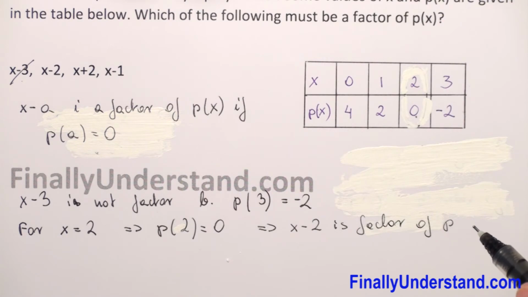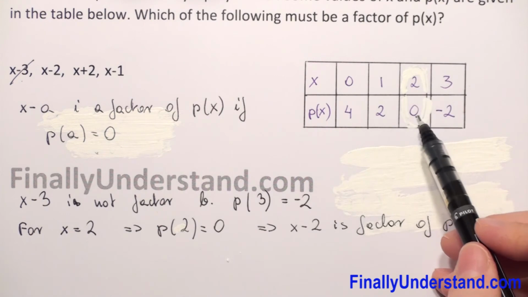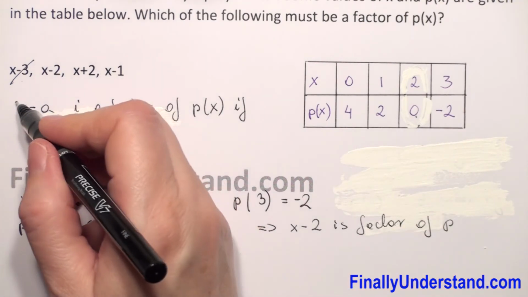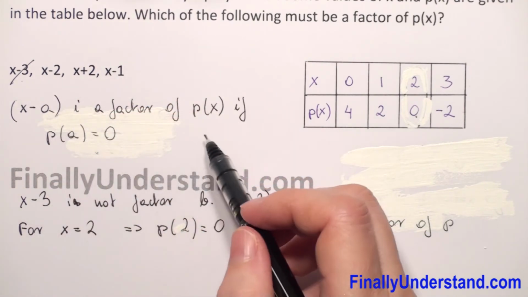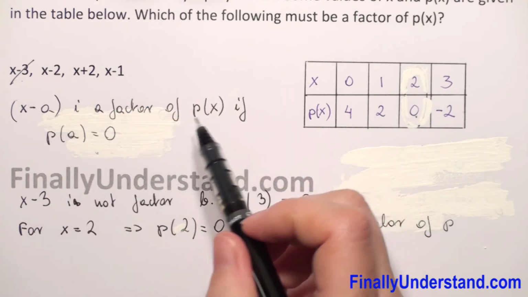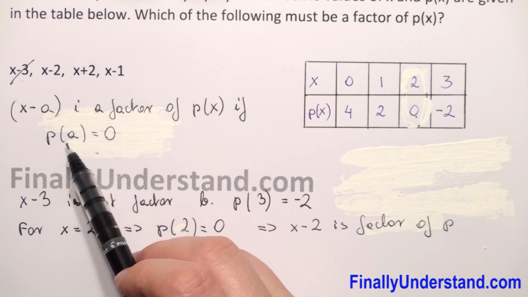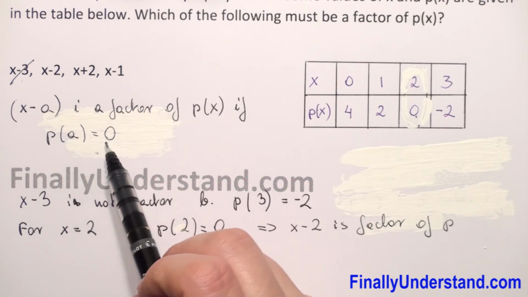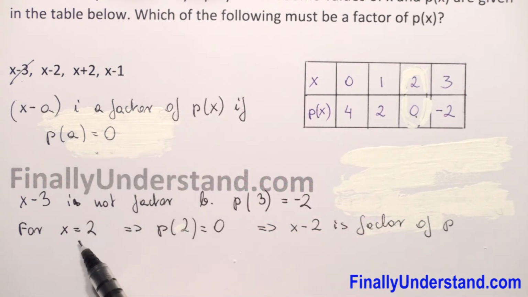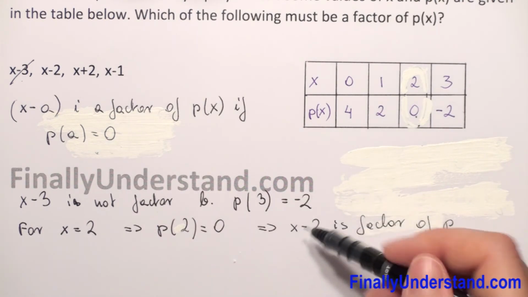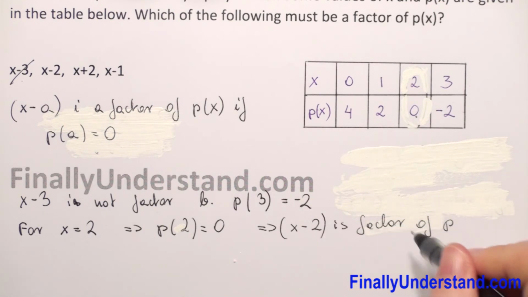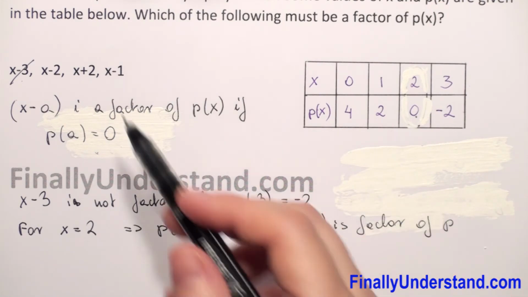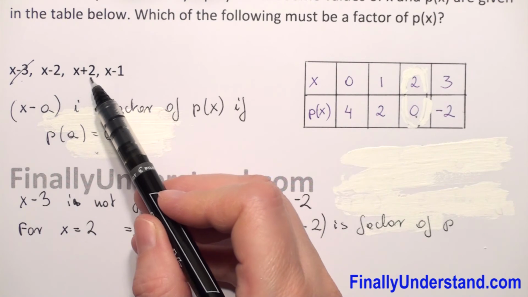One more time, why? Because for x equals 2, the value of our polynomial is 0, and we know that x minus a is a factor of polynomial p if value of our polynomial for a is equal 0. For x equals 2, value of our polynomial is 0, so x minus 2 is factor. What next? We have x plus 2.